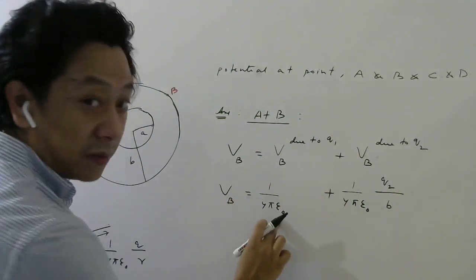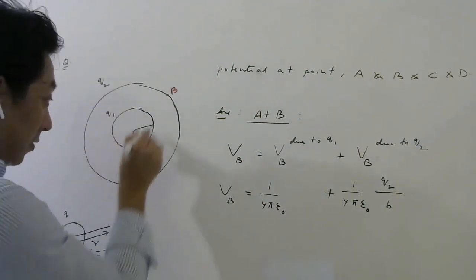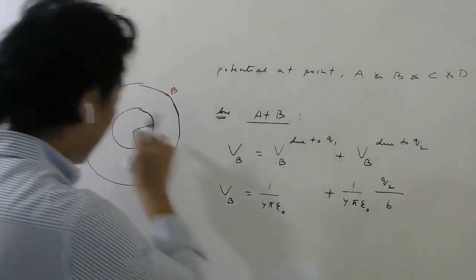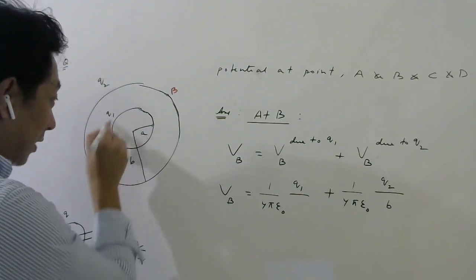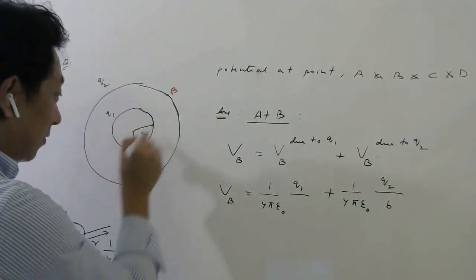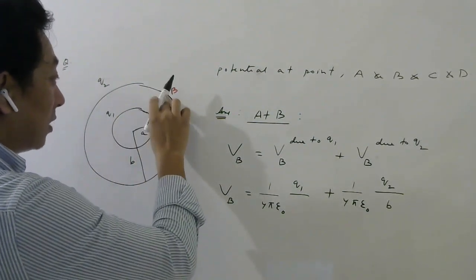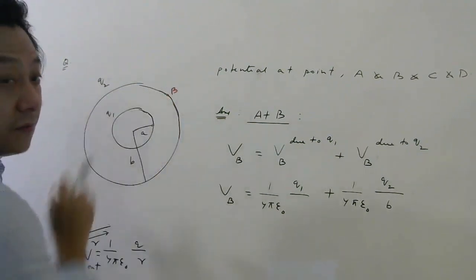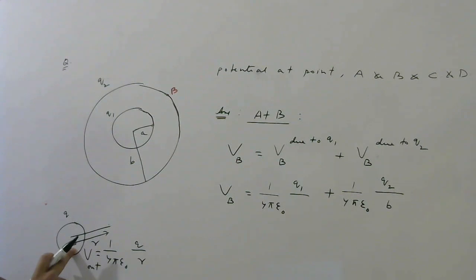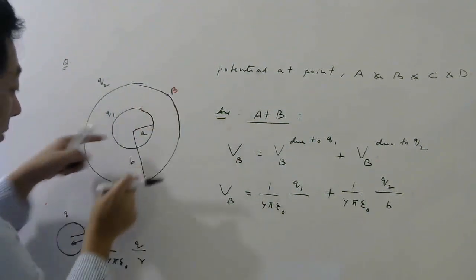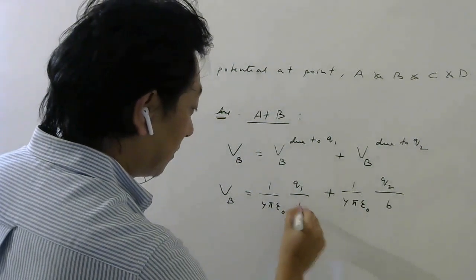1 by 4 pi epsilon naught charge of this sphere, because I want due to that charge, divided by distance between the center of that charge or the center of that shell to the observation point. This distance I have to write, right? This distance I have to write. That will be your small r. Correct now? But that distance will be nothing but B only. So I can write B here.